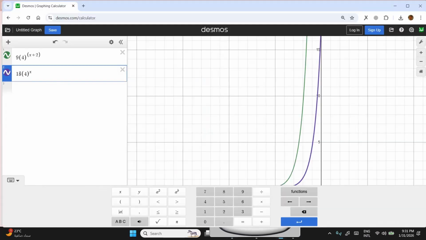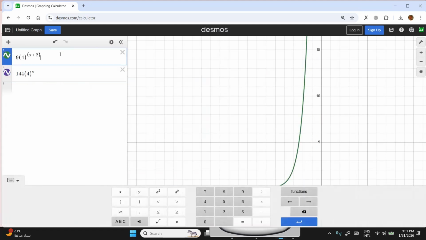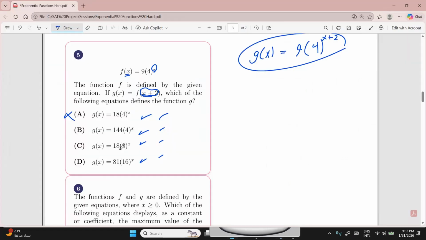144, 4 to the x. So instead of this, we write 144. Yeah, we get the same graph now. So look at this. This is green. If you click on this one, you get the same graph, but purple, which makes it the same function. If you try anything else, you will not find the same.